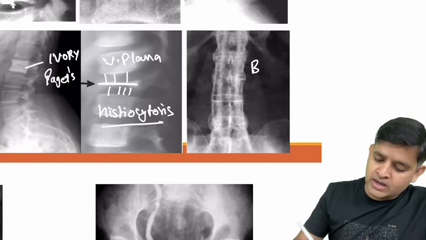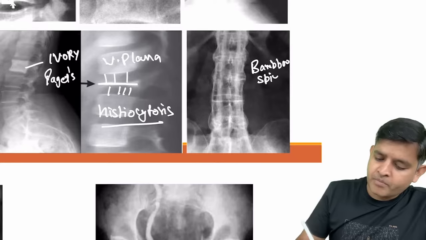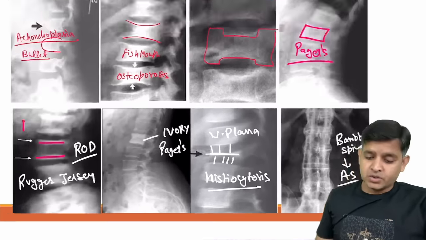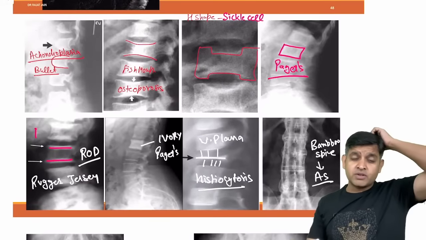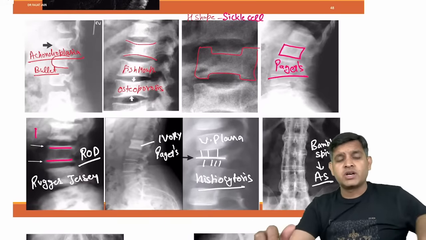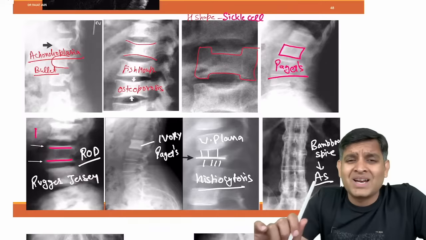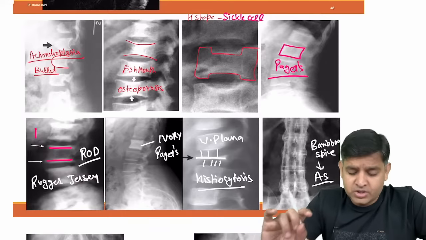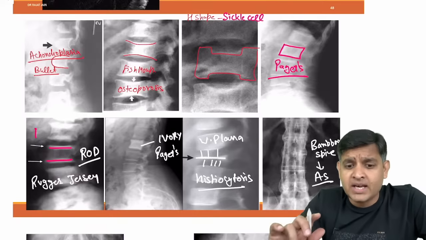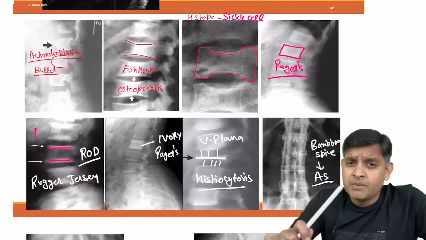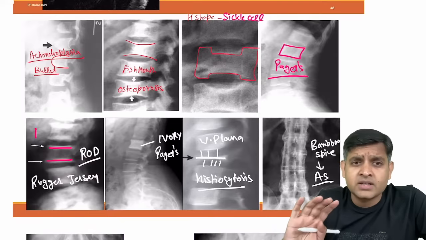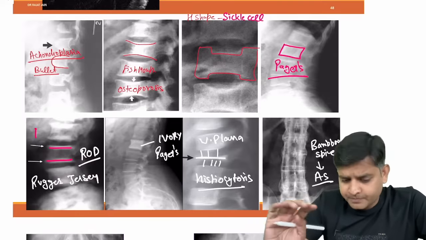This is called a bamboo spine, which is seen in ankylosing spondylitis. So these are the various shapes of the vertebrae. For a quick revision, I have placed them in one area, which is a common thing that I want you to be able to answer. Shape of the vertebrae, shape of the heart, and shape of the skull. One of them is a standard question of the exam.